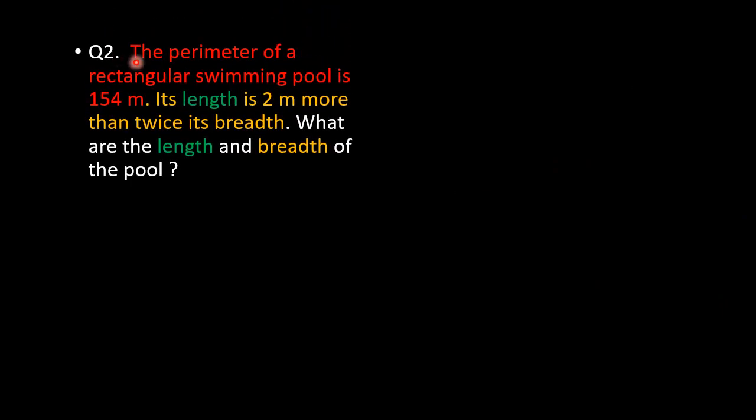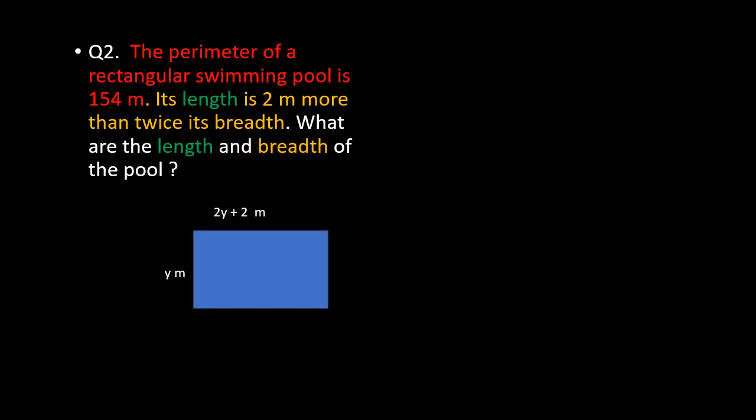Question number 2. The perimeter of a rectangular swimming pool is 154 meter. Its length is 2 meter more than twice its breadth. What are the length and breadth of the pool? Here the perimeter means the outside boundary length.